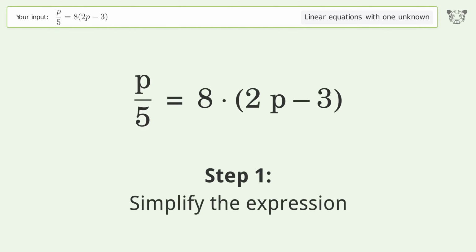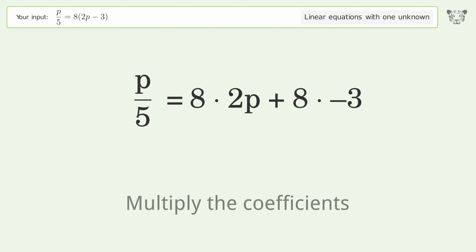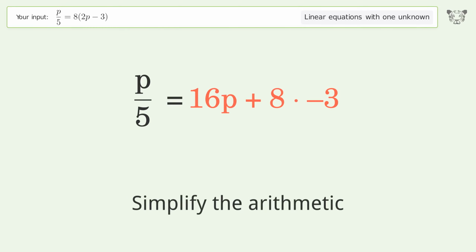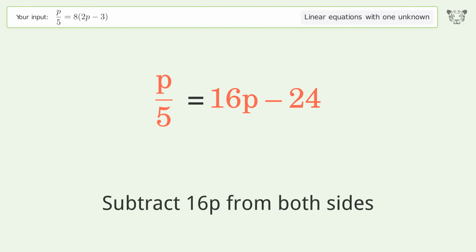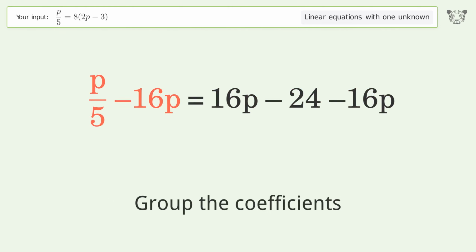Simplify the expression. Expand the parentheses. Multiply the coefficients. Simplify the arithmetic. Group all p terms on the left side of the equation. Subtract 16p from both sides. Group the coefficients.